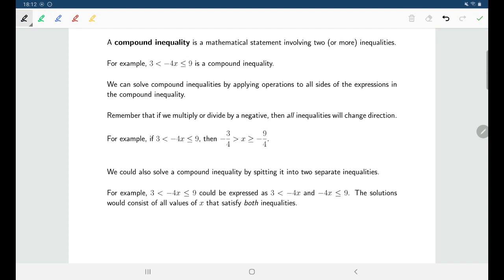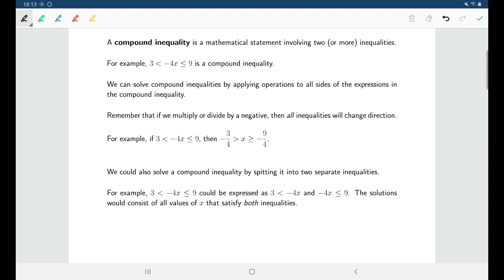And so what we could do would be to just deal with the entire compound inequality as one whole item. So for example, I could divide each of these numbers by -4, which would make all of my inequalities change direction. Or if I wanted to, I could add 1 to each and every number that I have in my inequality. I could do anything that I normally would do with a regular old inequality with a compound inequality, just applying it to all parts.